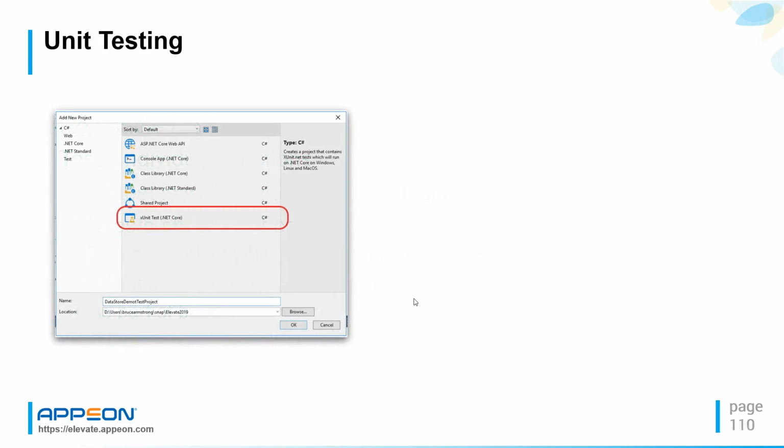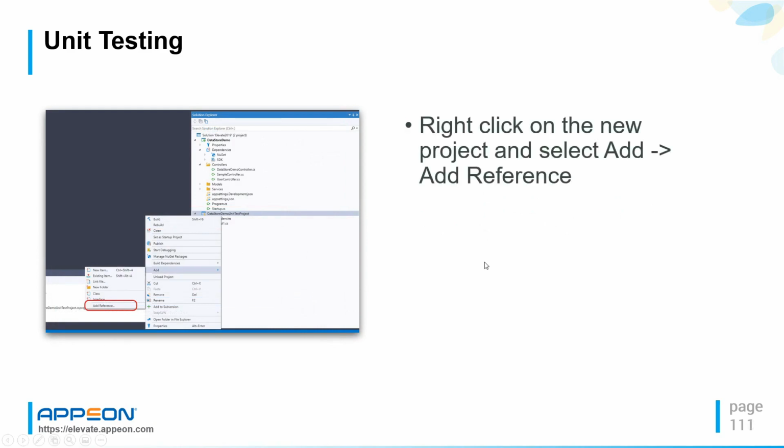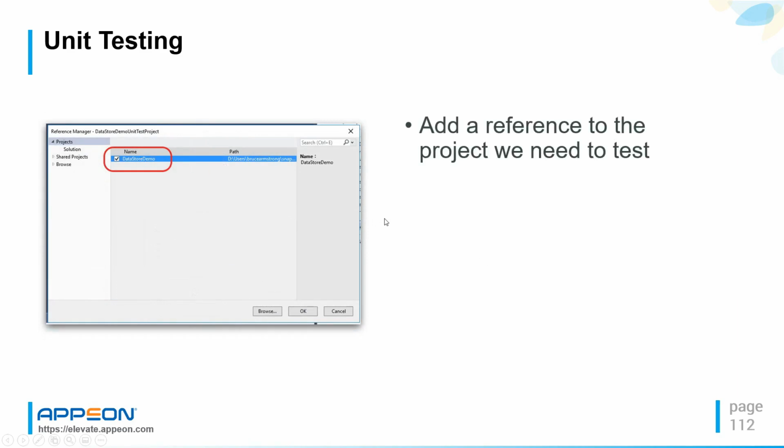So in the C# IDE, the way we're going to do a unit test is, in the same project or same target, we're going to create a new project, and it's going to be an XUnit test project. Then we're going to add a reference. So we right-click on the project, say Add Reference, and we're going to reference the project that we want to test. So I'm going to be testing my data store demo.